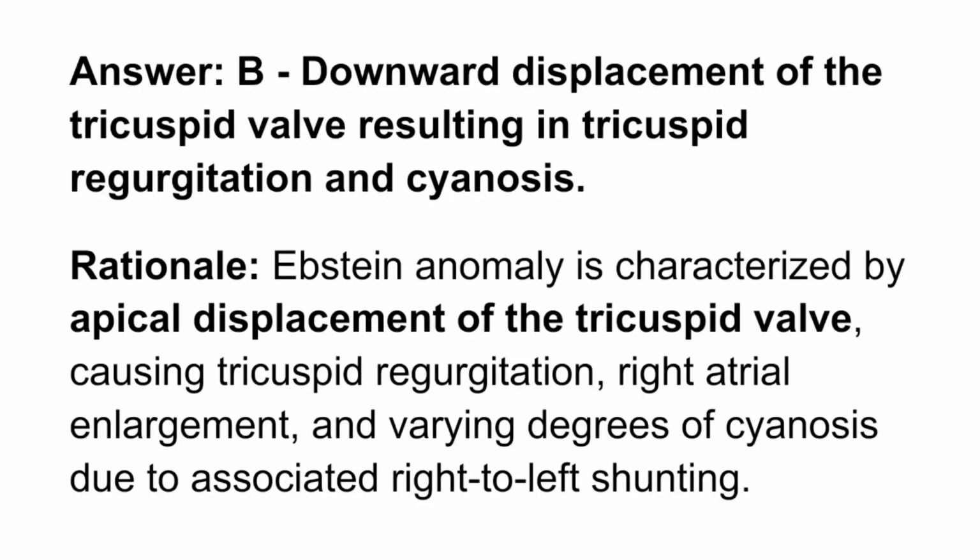Answer. B. Downward displacement of the tricuspid valve resulting in tricuspid regurgitation and cyanosis. Rationale. Ebstein anomaly is characterized by apical displacement of the tricuspid valve, causing tricuspid regurgitation, right atrial enlargement, and varying degrees of cyanosis due to associated right-to-left shunting.